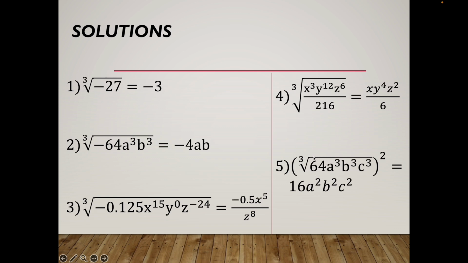And so what's going to happen here is I'm going to cube 64, which is actually going to give me 4. I'm going to cube the a, the b, and the c, which is actually just going to give me a, b, and c. But then when I bring my 2 here on the outside in, I'm going to have 4 to the power of 2, which is 16, a to the power of 1 times 2, which is 2, b to the power of 1 times 2, which is 2, and c to the power of 1 times 2, which is 2.